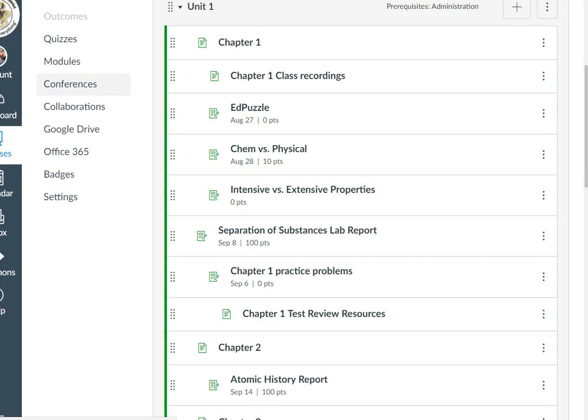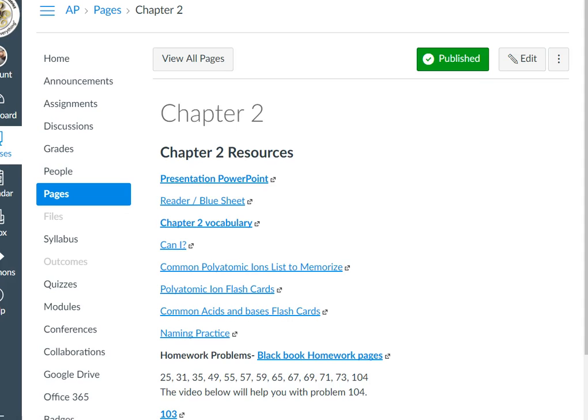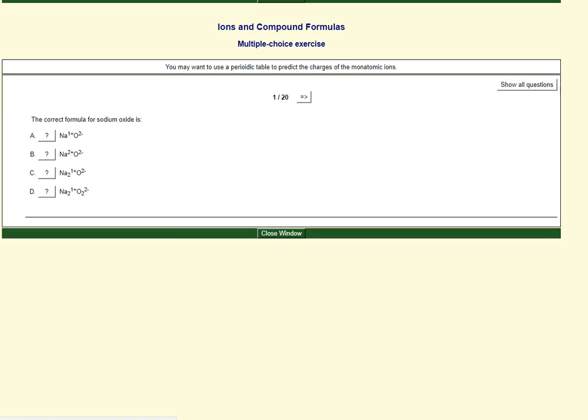In Canvas, you're going to Chapter 2's page. And then it's just this naming practice right here, which really should be formula writing practice. You click on that, and then you have 20 questions. Now, I'm not going to have you do the 20 questions. I'm going to have you work till 9:35. Some of them ask you for the name. You don't know how to do that yet. You can try and figure it out because it's not too hard. But just work for a nice solid 8 minutes and see how you do.